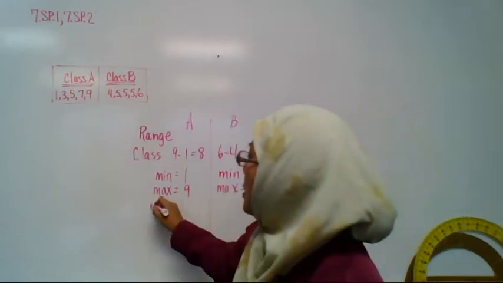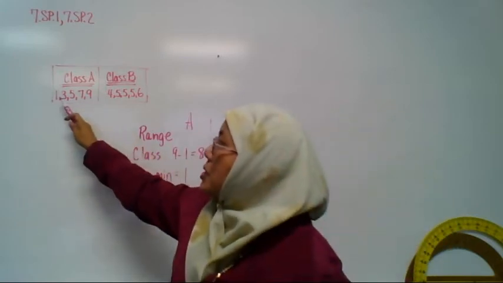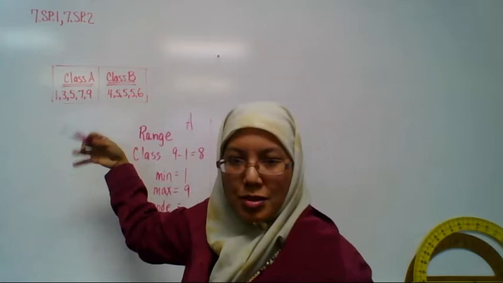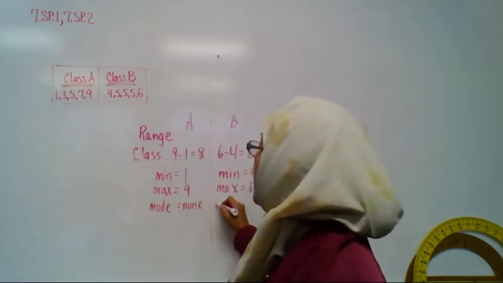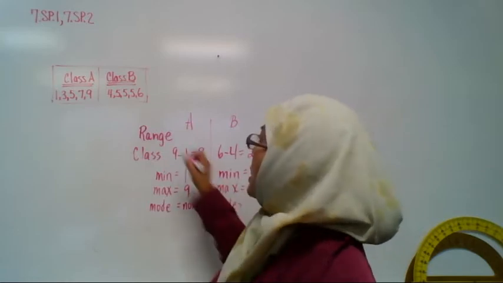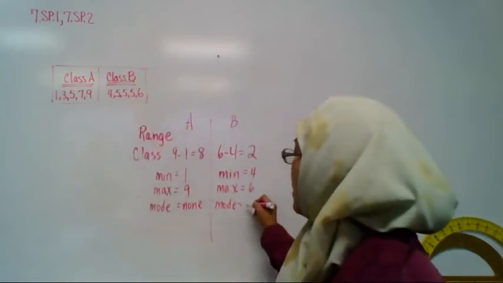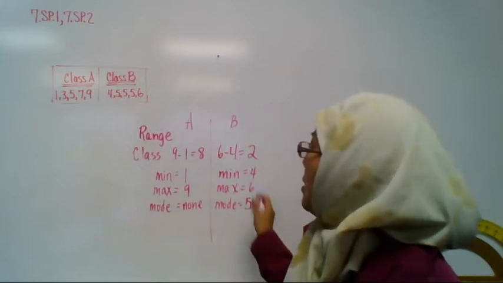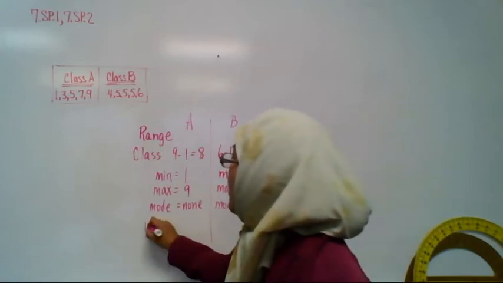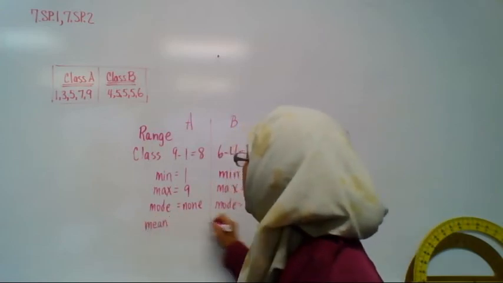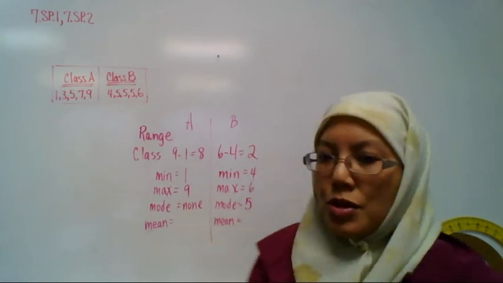And the mode. Okay, the mode for Class A is the number that you see the most often, or the one that's happening most frequently, and in this case there's none. The mode for Class B happens to be 5 because it happens 3 times. 3 of the students read 5 books, so B has a mode whereas A doesn't. And then finally, very important, is the mean. The mean is just your average, and as you know, you just want to find the average.